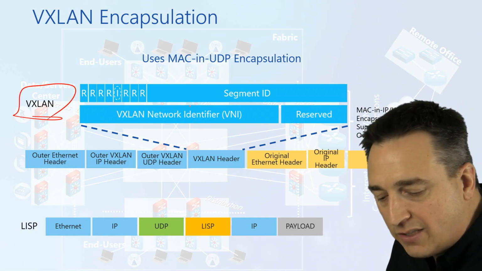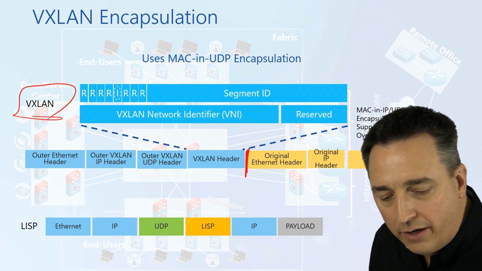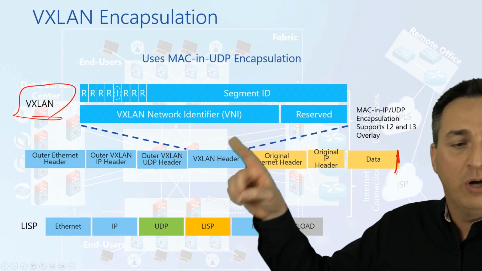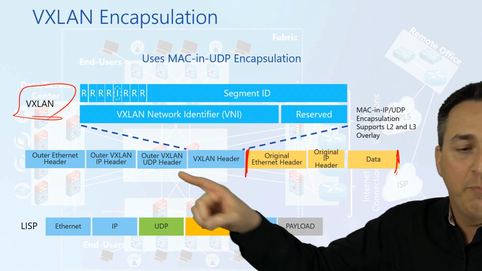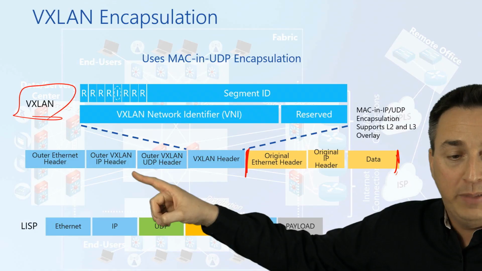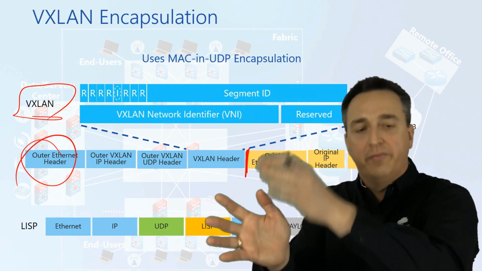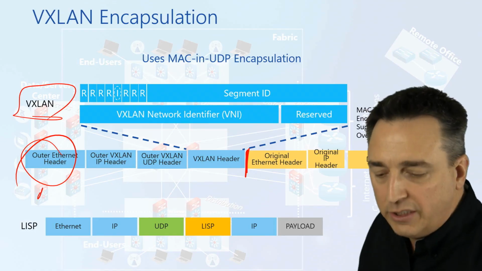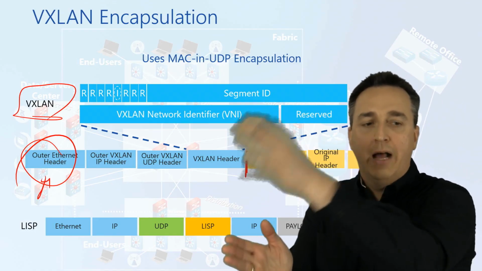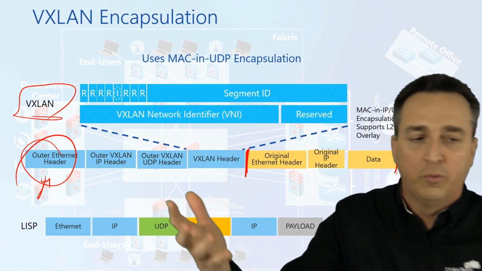Because with VXLAN, you'll see my original header is preserved. Then I put on my VXLAN header. Then I put on a UDP header, a new IP header, and then the Ethernet header to go from device to device, and then a new header from device to device. So this is the one that's going to change as we hop from router to router to router to router to router, like we do in normal routing.